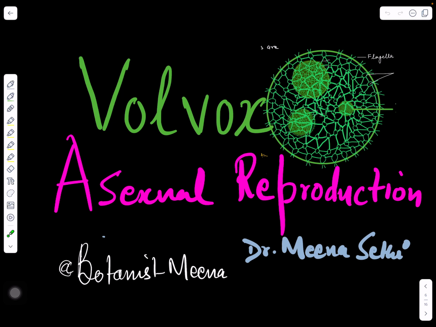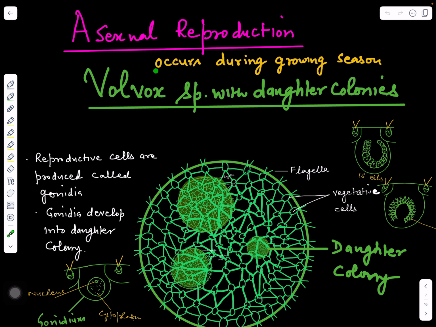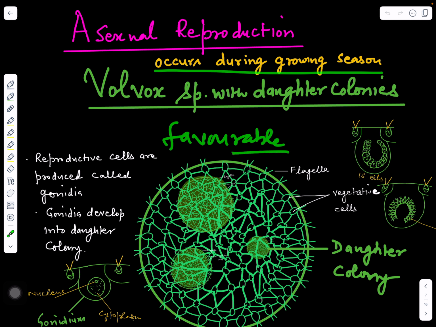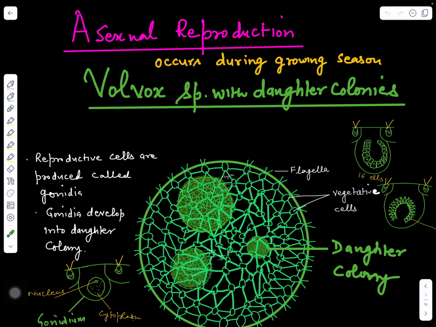In this video, we will discuss asexual reproduction in Volvox. In the previous video, we discussed morphology and vegetative structure of Volvox, but in this one we will discuss in detail how asexual reproduction takes place. Asexual reproduction occurs during the growing season, or the favorable season, meaning when conditions are proper, like water is there and proper temperature is there.